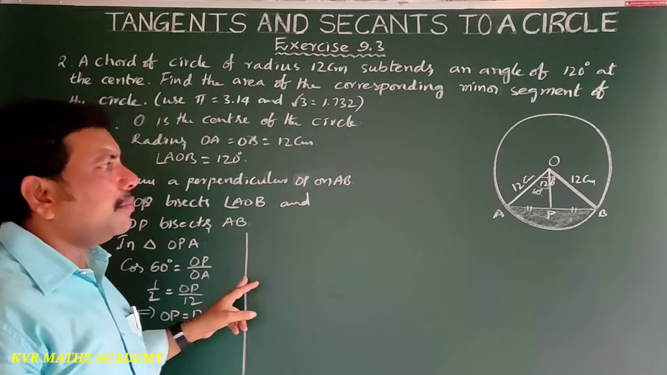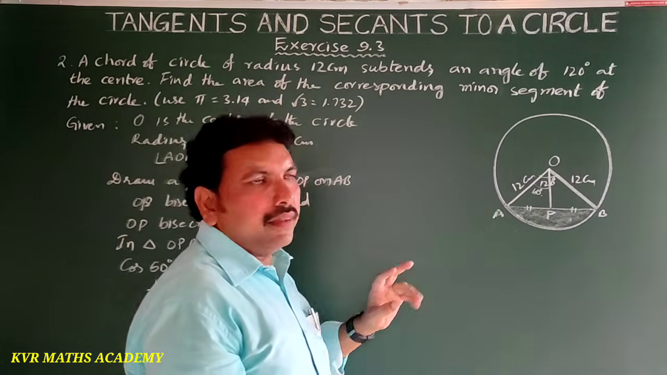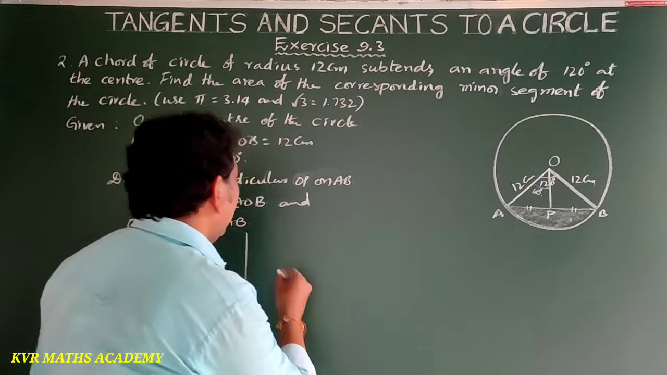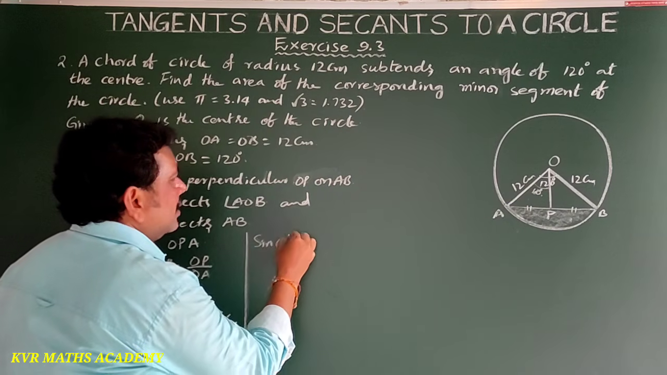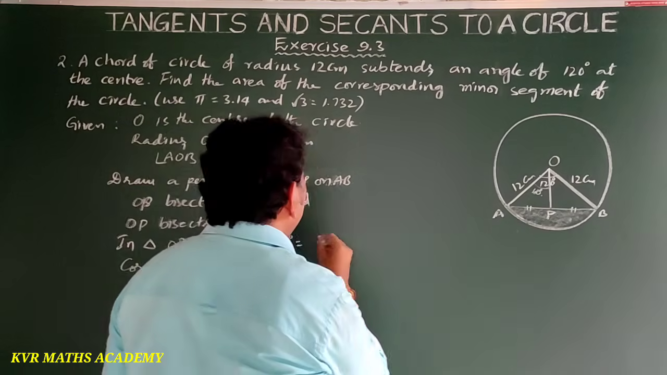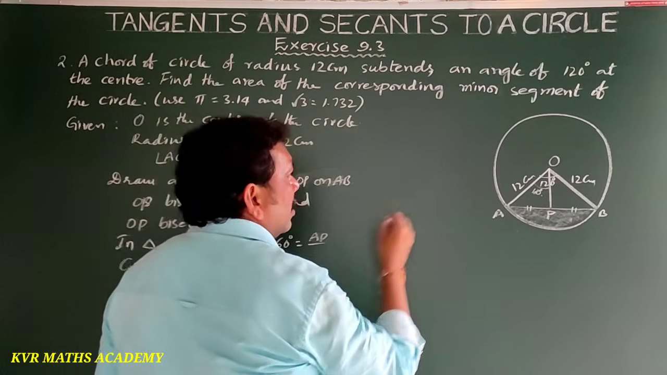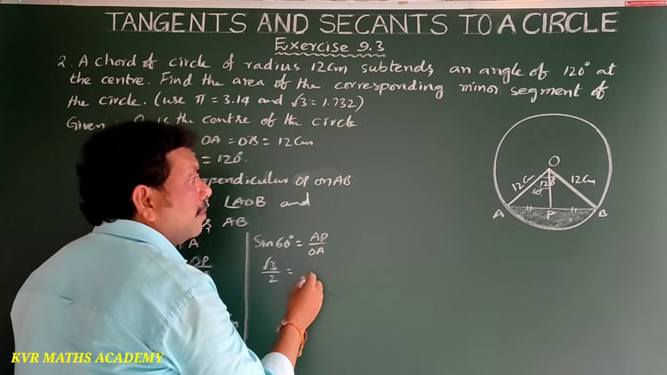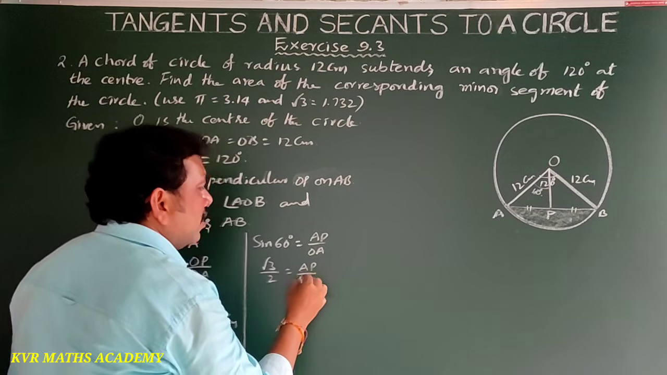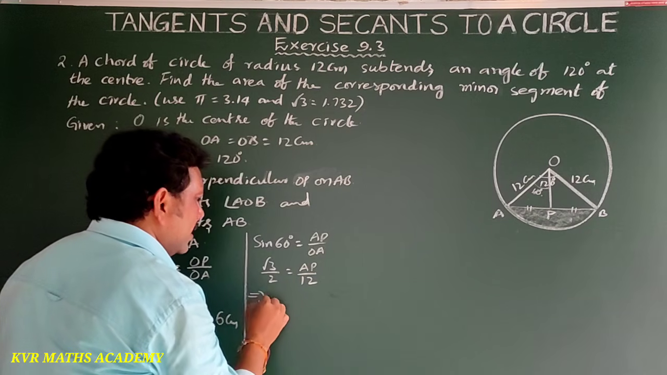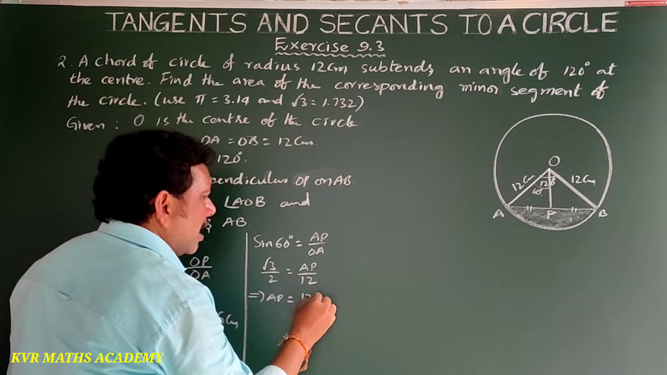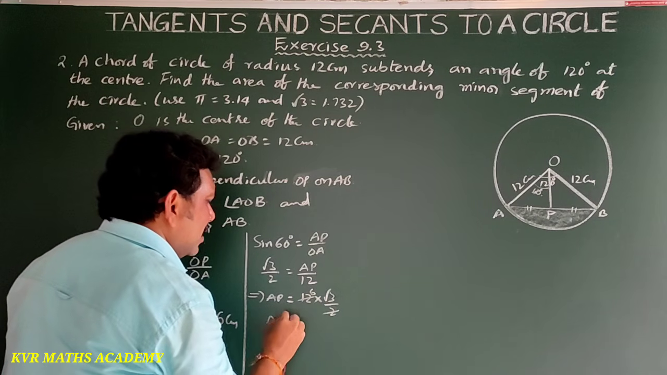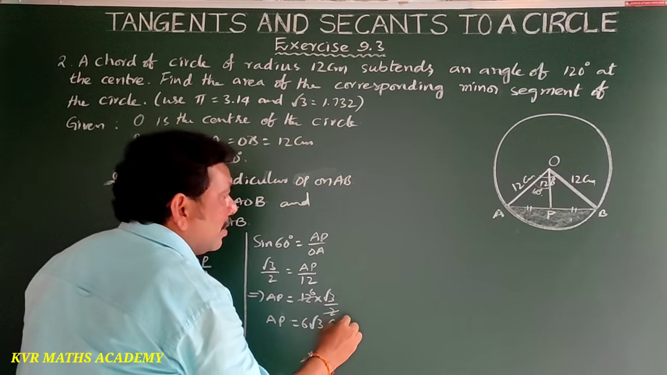Next, in the same triangle, find AP. So AP means, what will you apply? Sin theta, sin 60. Yes, sin 60 degrees is equal to opposite side, AP, by hypotenuse OA. Sin 60 is exactly root 3 by 2 is equal to AP by OA, which is 12. So that implies AP is equal to 12 into root 3 by 2. Here 2 6 times get cancelled. AP is equal to 6 root 3 centimeters.